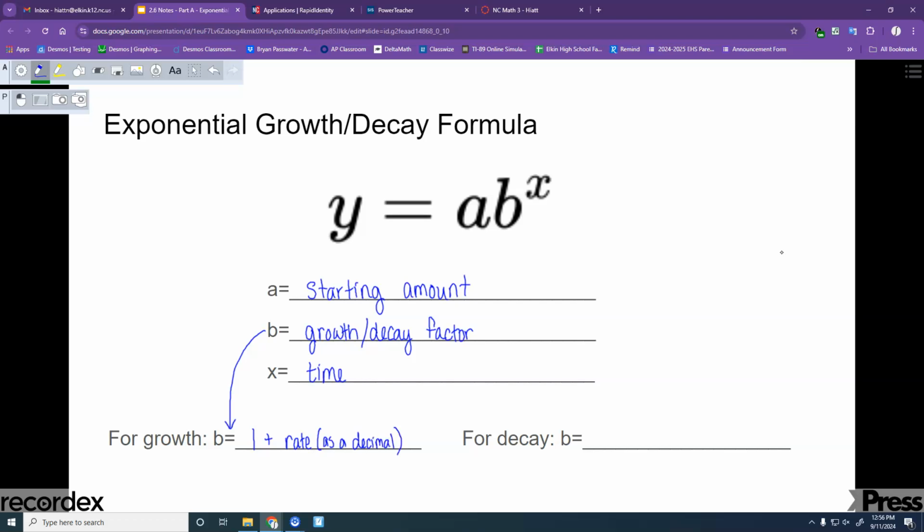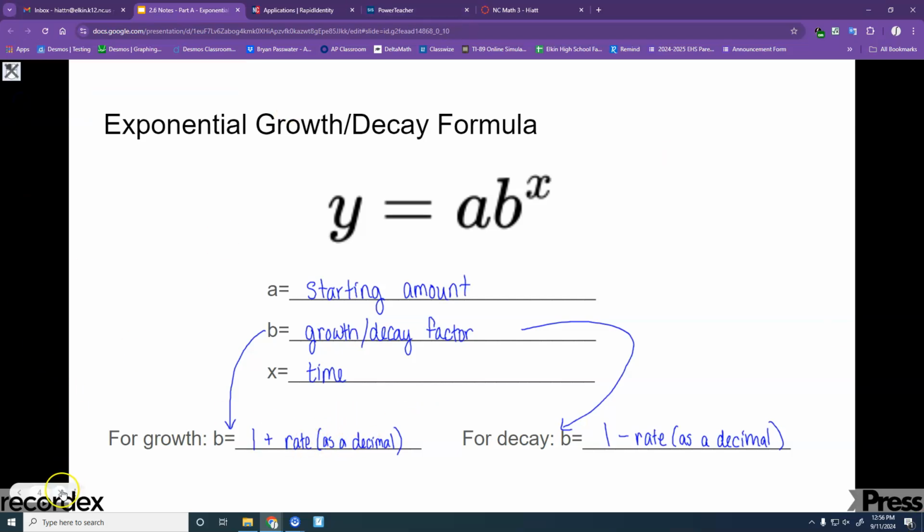Okay, and if we have decay, which we're not going to see until tomorrow, we would do 1 minus the rate as a decimal. Okay, so today we're going to be really concerned with that growth factor that we're going to use there. All right, let's look at some problems.